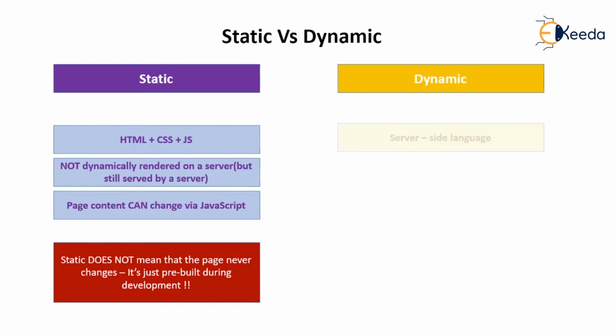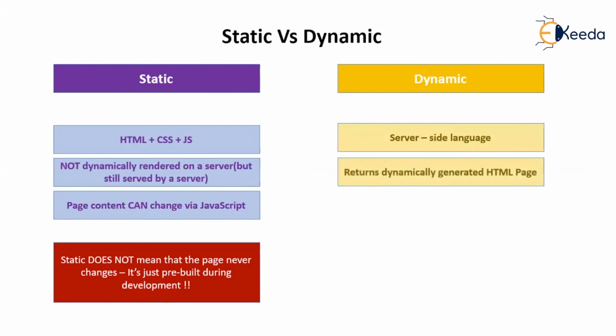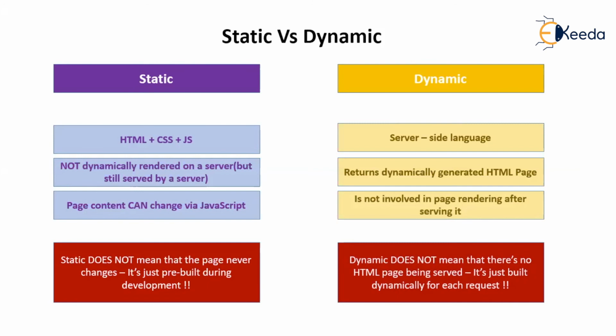But what happens in dynamic is it's a server side language. So it needs application server programming to create the web page for you guys. It returns dynamically generated HTML page. So it returns a generated HTML page, which is not pre-built. It has to be generated. Dynamic web page is not involved in page rendering after serving it. Dynamic does not mean that there is no HTML page being served. It is just built dynamically for each request. That means every person who is using Facebook and is having a Facebook profile, for every Facebook profile, the data will be different. So all those different profile pages are dynamic web pages, and it is just built dynamically for each person's request.